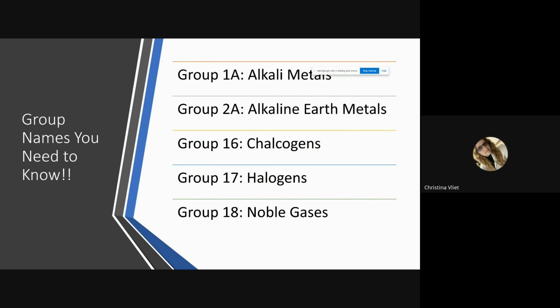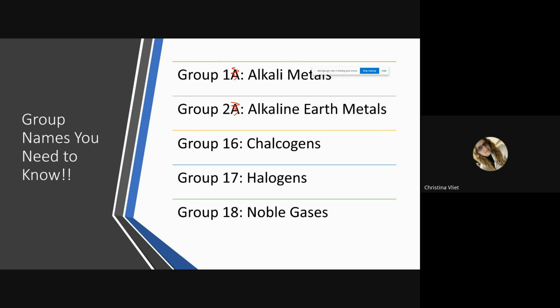You may notice the A here. You don't have to write that. It's just group 1 and 2. There's a different definition of the periodic table that splits your elements into A groups and B groups. The A groups are the representative elements, which we're going to talk about in a little bit. But you can just remember group 1 is the alkali metals. Group 2 is the alkaline earth metals. Group 16, 17, and 18 you also need to know by name.